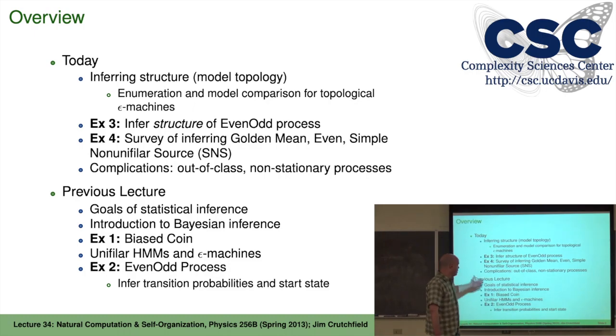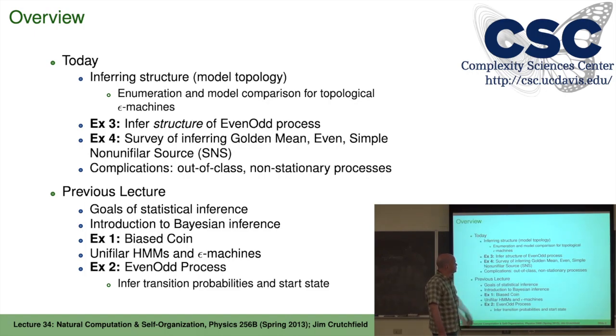And so this was all for fixed topology, and now we're going to move into, we have one data set, and we have a whole bunch of different topologies. How do we decide which one's best? So that's today. Part of what we'll be doing is using an enumeration algorithm by Ben Johnson, one of Jim's grad students, on how to enumerate, in particular, topological epsilon machines. That will be one type of candidate structures that we can look at. We'll do an example again with the EvenOdd process, but this time we won't assume that we know the structure. We'll figure it out from this library.